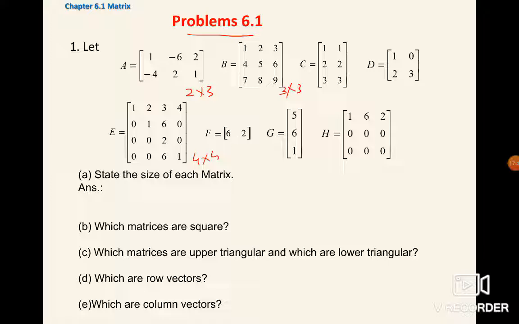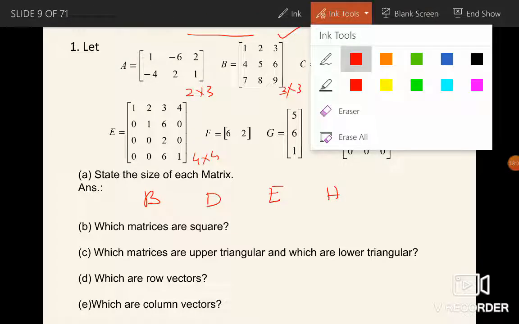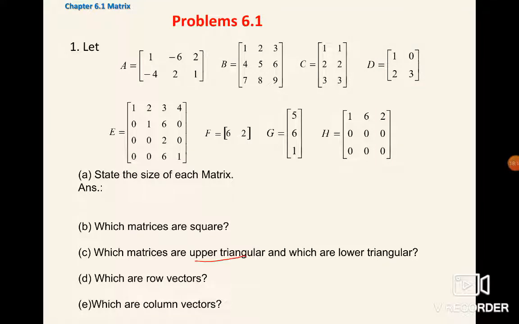How many matrices are square? B, D, E, H, all these are square matrices. Size of each matrix should be done here. Here write the square matrices. And then which matrices are upper triangular? Upper triangular matrices: below the leading diagonal, all entries are 0, isn't it? That is for upper triangular. First find the upper triangular matrices.